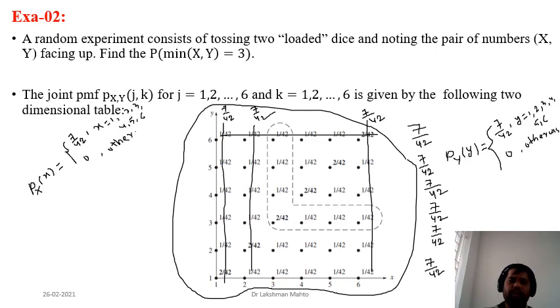So such kinds of problems will always come. You all have to be smart enough in order to solve problems. Sometimes what will happen is I will give the joint probability mass function, and you have to find the marginal probability mass function. Also, in the next part, I will discuss how to find the conditional probability mass function.